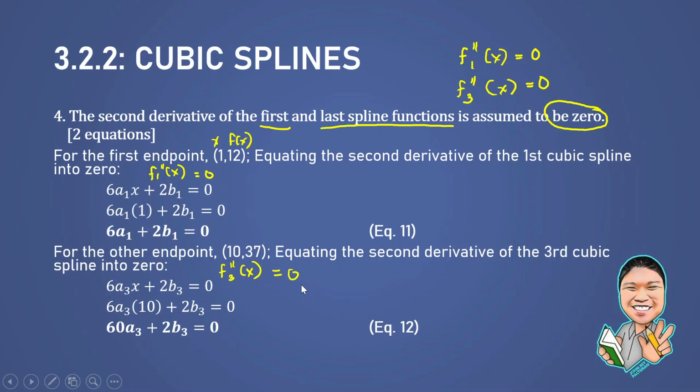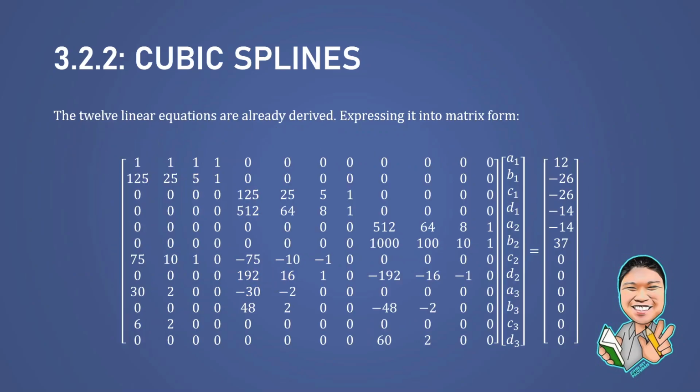So, sa wakas na kumpleto na natin yung 12 equation na required sa pag-establish ng mga spline function. And mas maganda kapag gagawa ka ng matrix representation nung 12 linear equation na yon. So, ito yung ating 12 equations para hindi kayo malito. Ito yung equation 1, equation 2, equation 3, equation 4, equation 5, equation 6, equation 7, equation 8, equation 9, equation 10, equation 11, and equation 12.